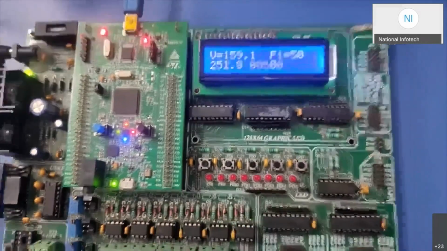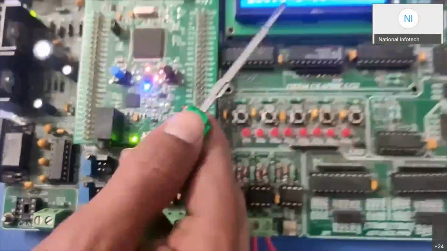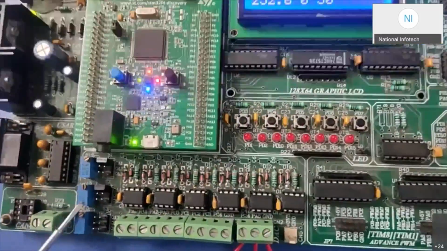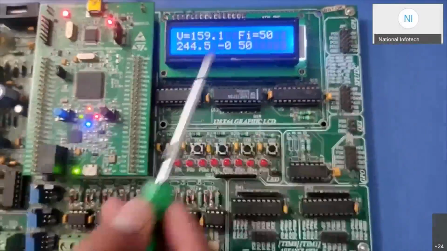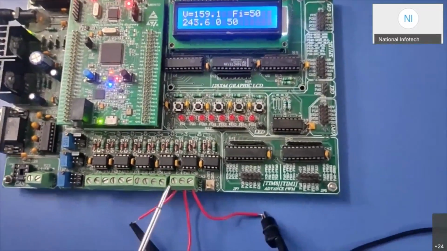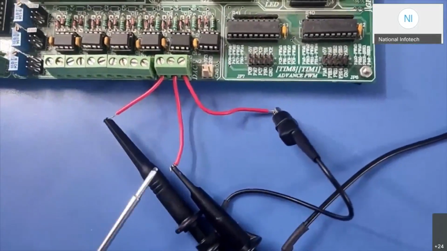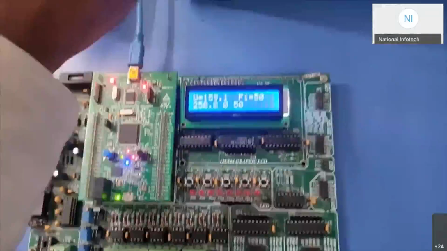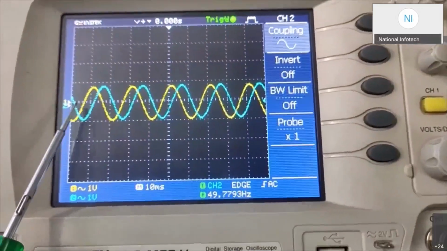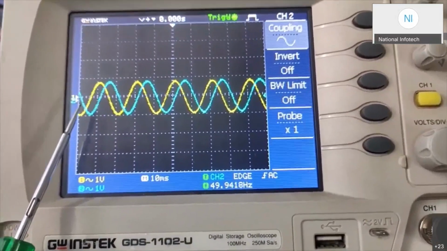By varying this ADC port, I will vary the applied voltage here, and by varying this second port, I can vary the frequency of the applied voltage. We will observe it on the DSO screen. The first DAC is giving us the V alpha, and the second DAC is giving us the V beta. You can see this yellow one is the V alpha, and the blue one is the V beta. Both have a 90-degree shift between each other, so this V alpha and V beta is proper.